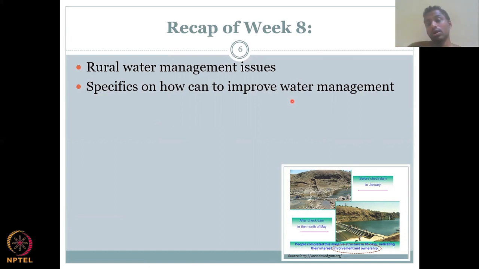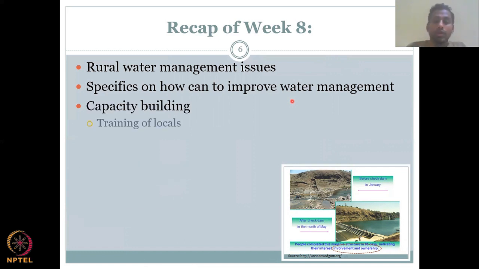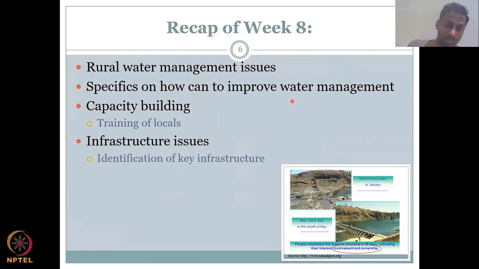We looked at how you can improve the water management by having collaborative work between the private and the government sector. We looked at the role of NGOs, how they could help. And most importantly of the issues was the capacity. The local people have to be trained so that they can address these issues in the longer term. In the infrastructure issues, identification of key infrastructures is important. There's a lot of losses of these structures, check dams washed away, groundwater wells defunct, all those terms. And that happens when there is an infrastructure issue and non-representativeness.